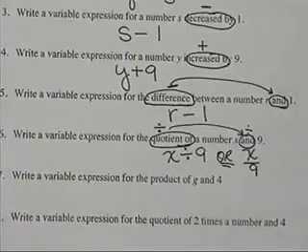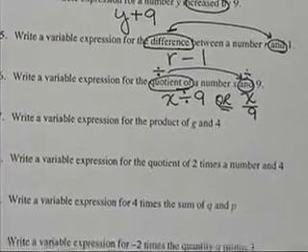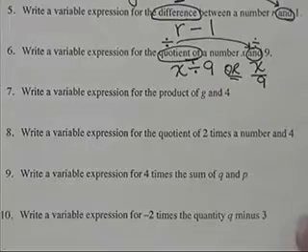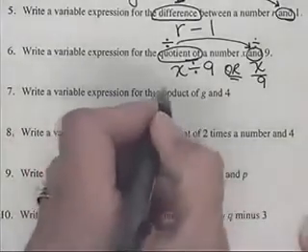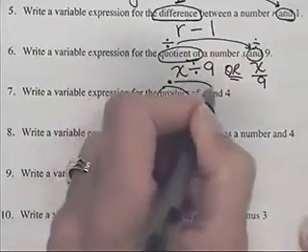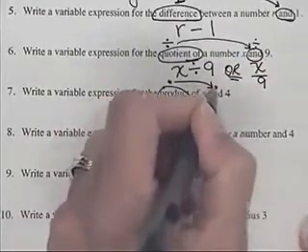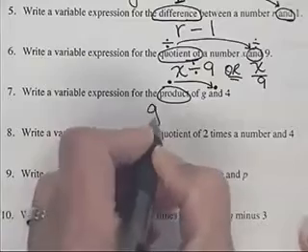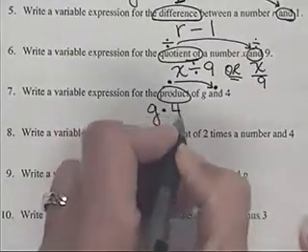Let's look at number 7. Number 7 says the product of G and 4. Product means multiply. We're going to use the little dot. Look for the word and. That's where we're going to put the dot. So this says G times 4.